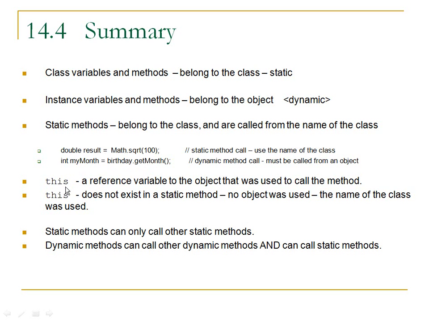The keyword this is a reference variable, and it's a reference to the object that was used to call the method that you're in. So the keyword this exists only in dynamic methods because it's the dynamic method that you call using an object. So inside the getMonth method, this would be referring to the same object that was used to get you in there.